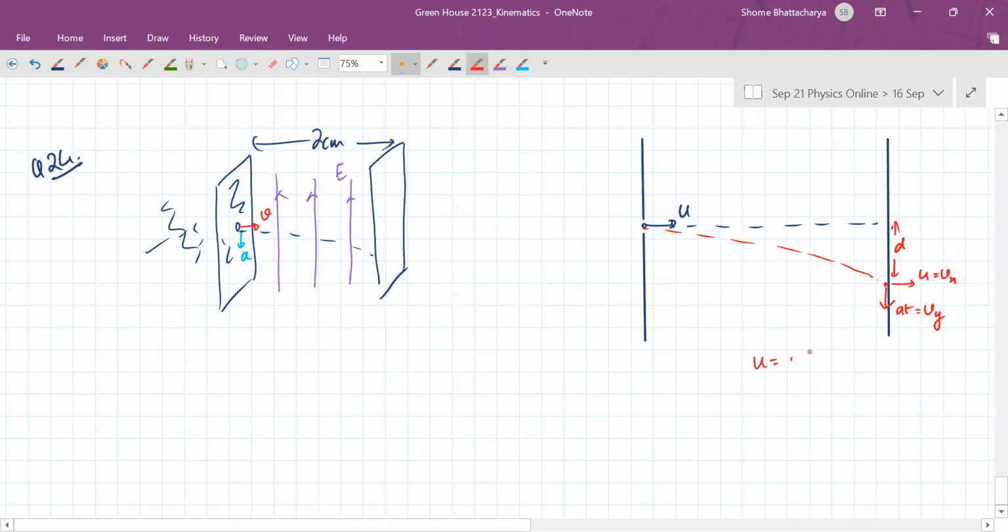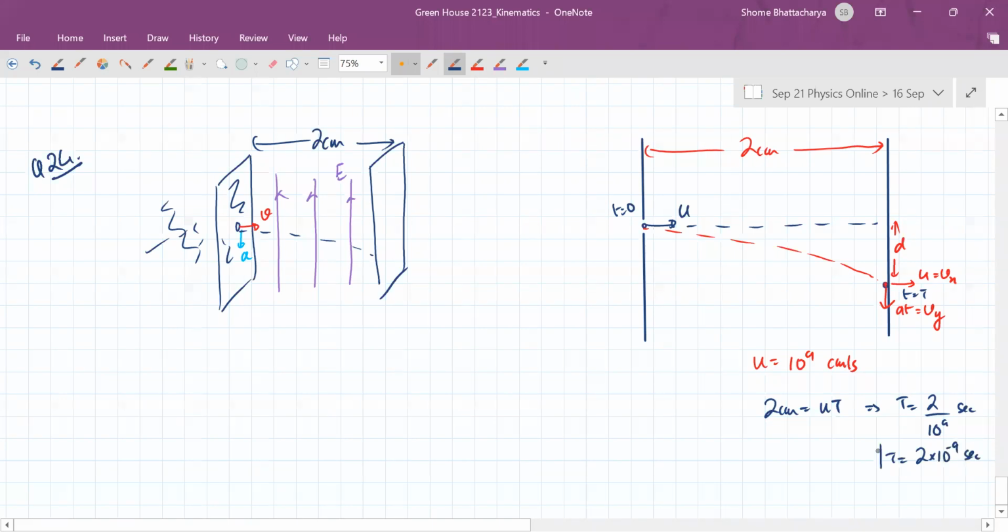So u is given to us as 10 raised to 9 centimeters per second. This gap is 2 centimeters. Now suppose it emerges here at t equal to 0 and reaches this point at t equal to t. So 2 centimeters should be equal to ut. From that we'll know the time. So the time is 2 nanoseconds. In that time, it has a downward acceleration of 10 raised to 7 centimeters per second square.